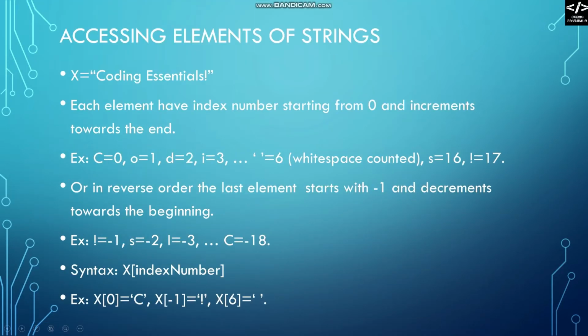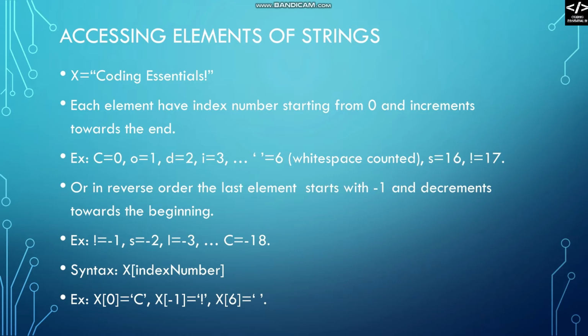Okay, moving on to accessing the elements of string. Let's take an example of x equals 'coding essentials'. There is a method known as indexing. Each element has an index number starting from 0 and incrementing towards the end. For example, C has the index number 0, O has 1, D has 2, I has 3, and so on. And also the white space has index number 6. So white space is counted.